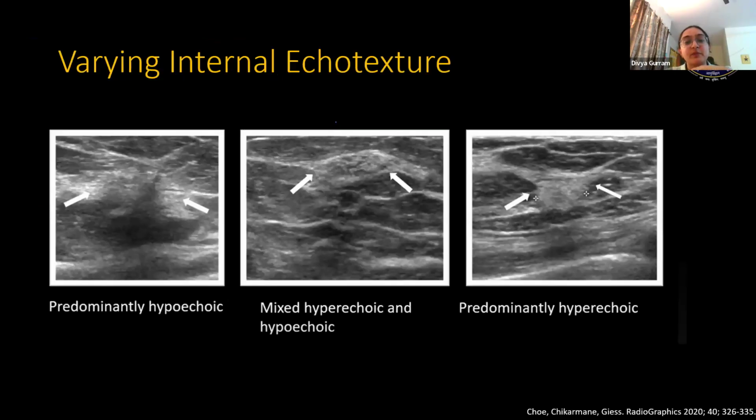So now that I've spoken about how non-mass lesions have bearings on the management, I'd now like to talk about the various sonographic features with imaging encountered in non-mass lesions, starting off with the varying internal echo texture. Here we have three images of non-mass lesions, and each has a different echogenic pattern. Non-mass lesions can present as predominantly hypoechoic, or mixed hyperechoic with a few hypoechoic spotted areas within, or predominantly hyperechoic, as seen in this image on the right.